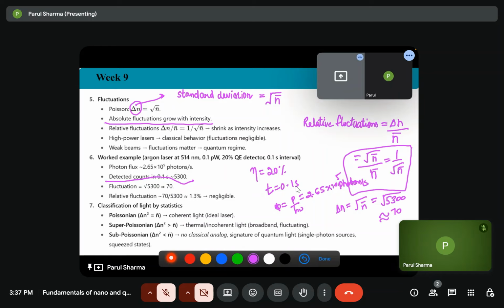The relative fluctuation that we just calculated is delta n upon n bar, which is 70 over the square root of 5,300. I'm representing the relative fluctuation as delta n is 70 and n bar is 5,300, which is approximately 1.3%, and it is negligible.